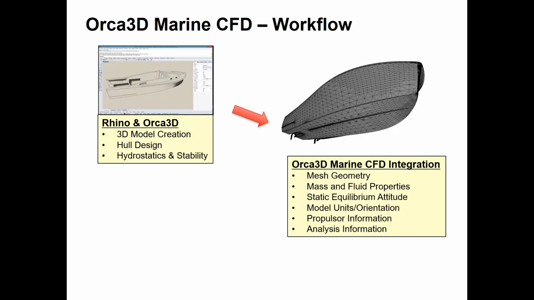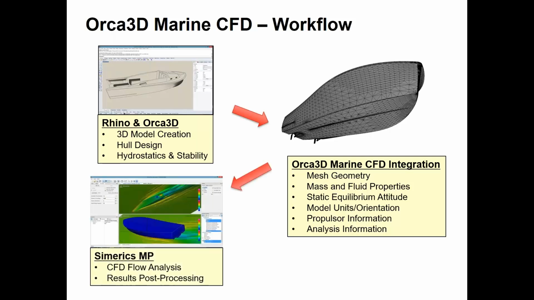Information that's transferred includes mesh geometry, mass and fluid properties of the model, and the static equilibrium attitude defining the initial condition of the simulation. We also account for whatever unit system and model orientation you're using in Orca3D and Rhino. If you're running a self-propelled model, the propulsor information is transferred. And finally, some Simerics specific analysis information, such as whether the model represents a planing hull or displacement hull, is chosen. Once in Simerics MP, the model is all set up and ready to run. All that is left to do is to start the simulation and view the results.